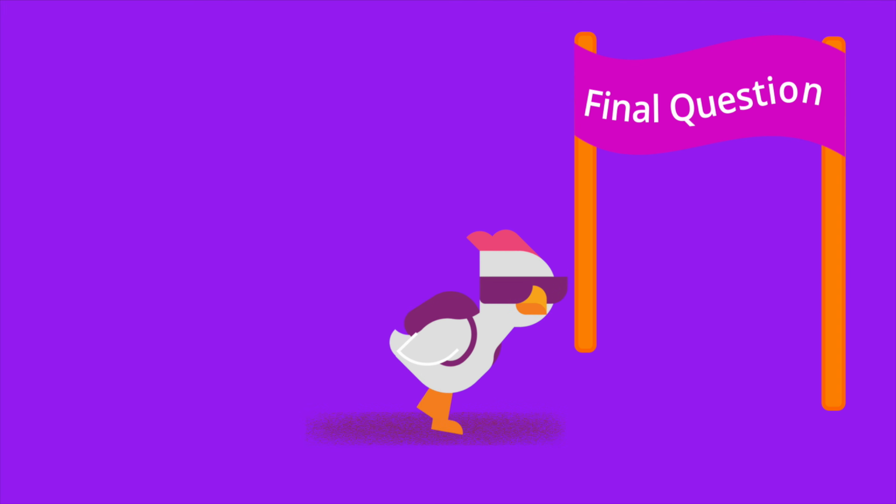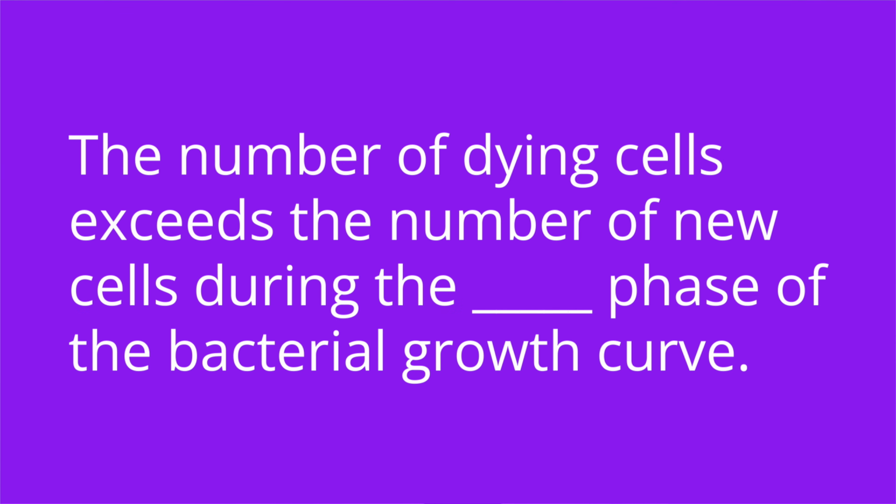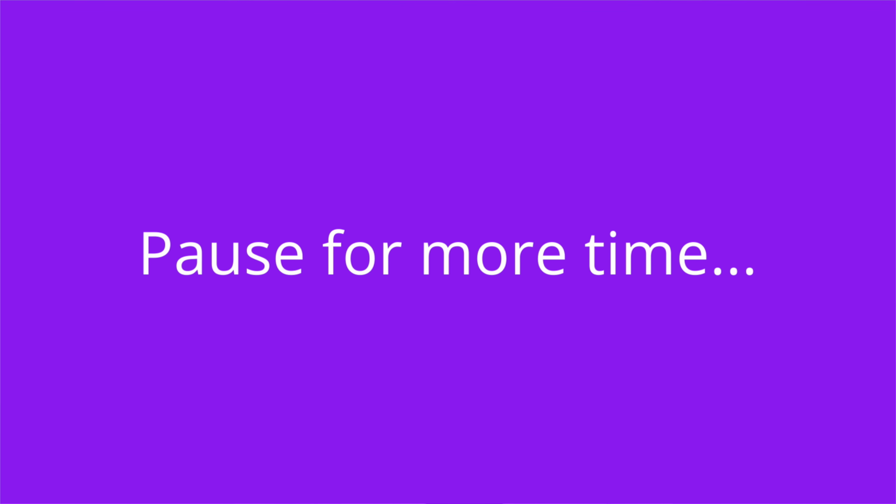And number 4, the number of dying cells exceeds the number of new cells during the blank phase of the bacterial growth curve. The answer is the death phase.